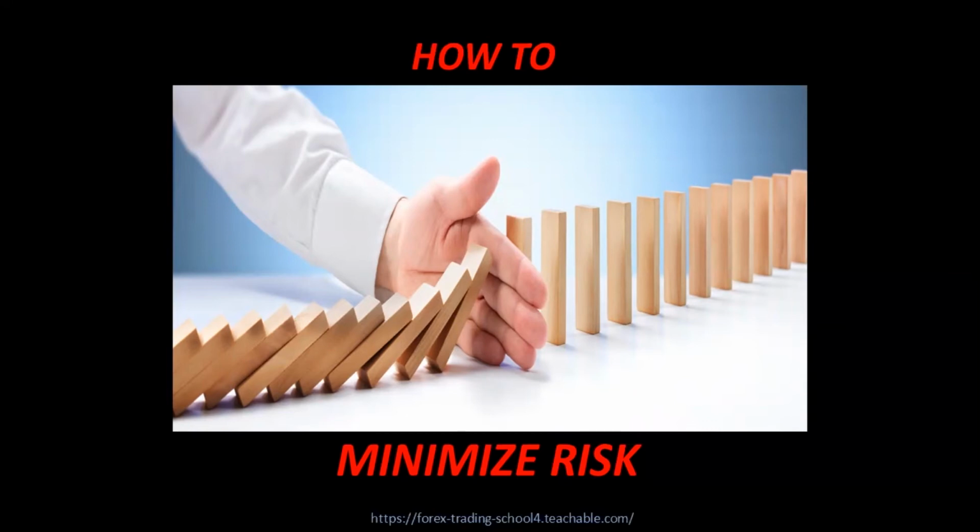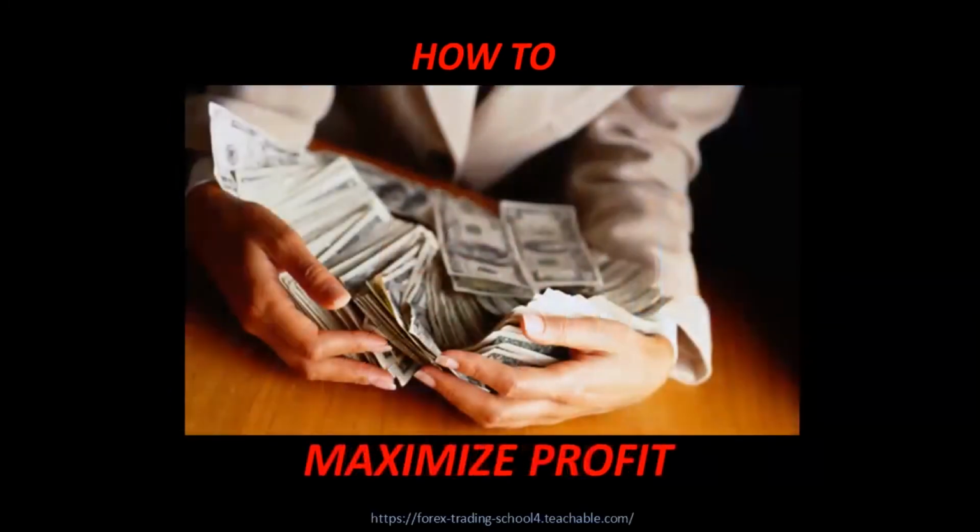Very key. Now, apart from how to minimize our risk, we also obviously need to know how to maximize our profit, right? So we have the risk and then we have the reward. So we have the stop loss and then we have the take profit. Now, which one do you think is more important? Do you think it is about the loss, or do you think it is the profit? Which one do you think is more important?